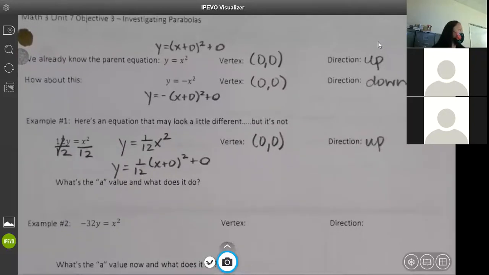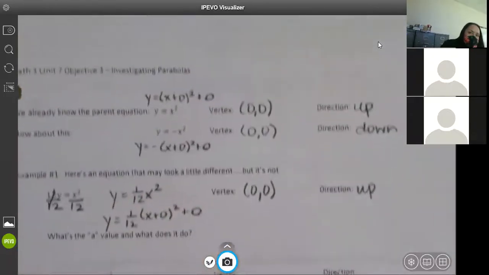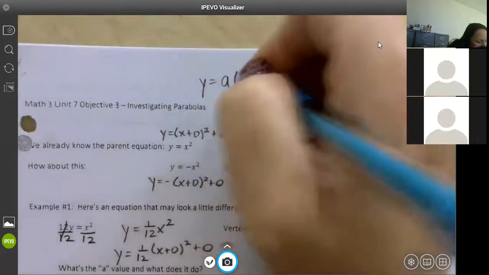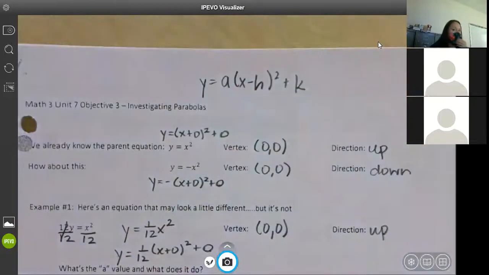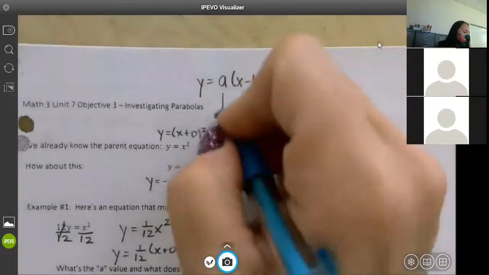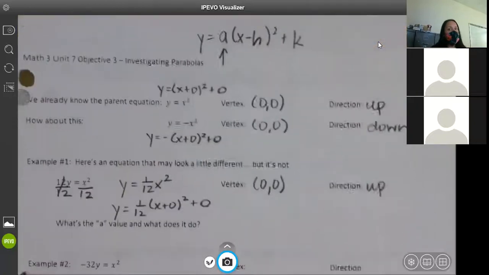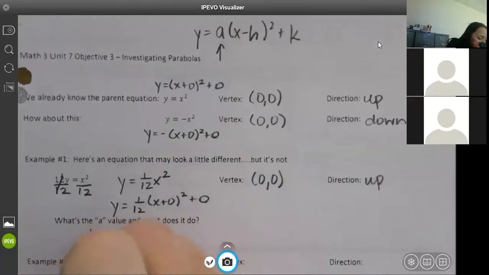So when we talk about this, and we're talking about the A value, so let me throw it at the top so you guys can see this equation. When I wrote it early on, I wrote it like this. This is your vertex form. I mean, this has been a long time ago. So the A is your number in front. That's the number that we're talking about. So what is our A for this equation right now? 1/12. It tells you two things.